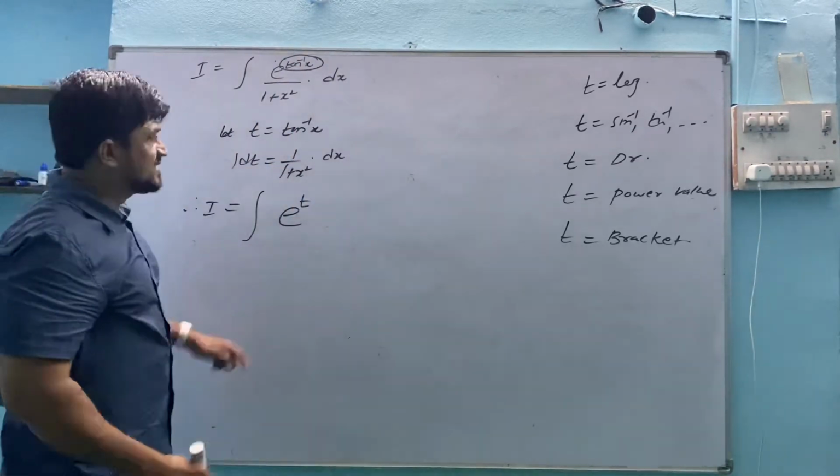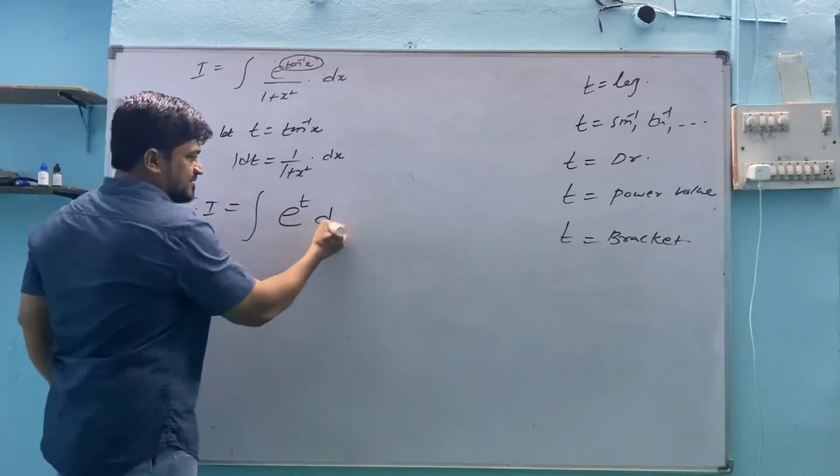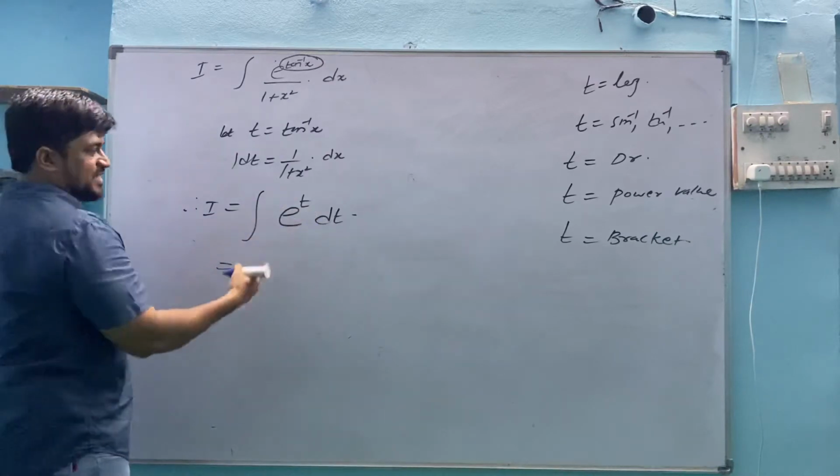Now what are the remaining things? 1 by 1 plus x square dx. This is the remaining thing, so what is it? dt. So the question becomes the integral of e power t dt.